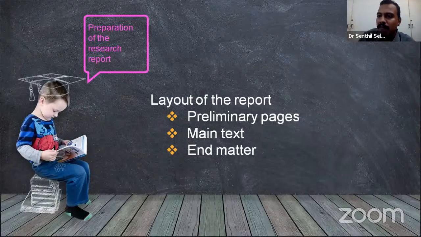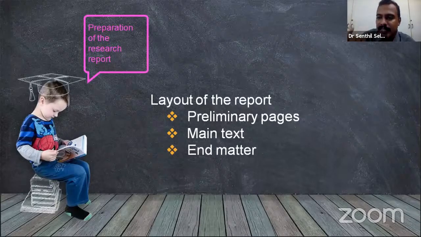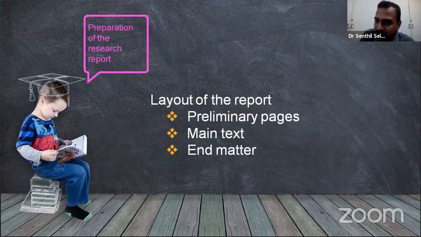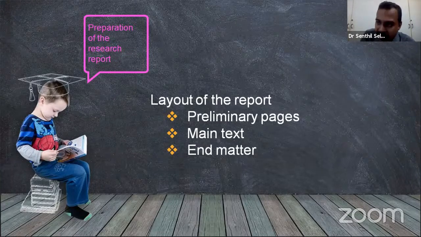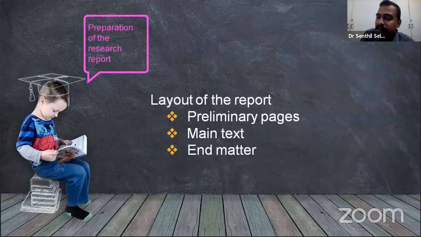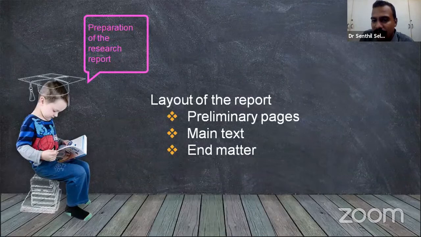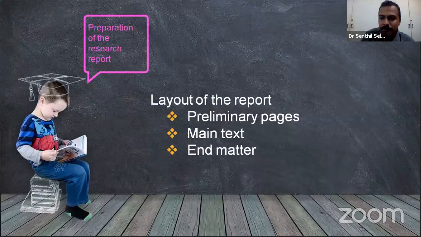So what we used to have: the consent form, the consent letter, and the annexure pages. In the annexure pages, it should have the data collection form, the questionnaires, the index, and if possible, the master chart. Then it should have a reference and bibliography. So these are the parts that should get included in the end matter.